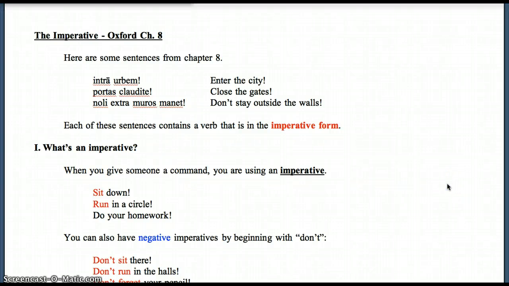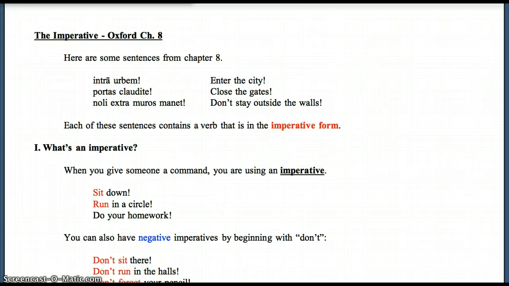This is a video on the imperative, which is in Oxford chapter 8. Here's some sentences from chapter 8 in the story. Intra urbem, enter the city. Portas claudite, close the gates. Noli extra muros manet, don't stay outside the walls.